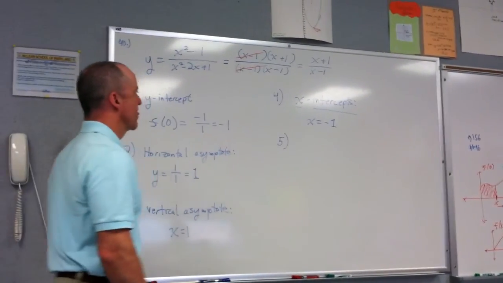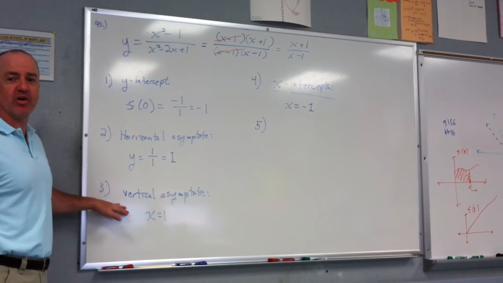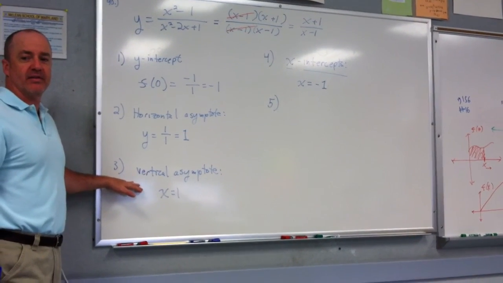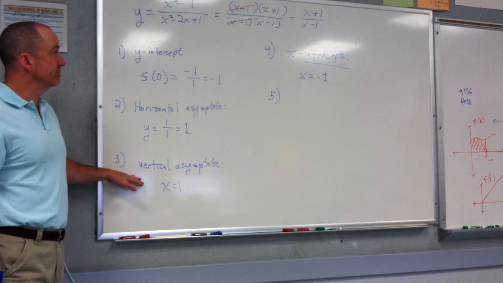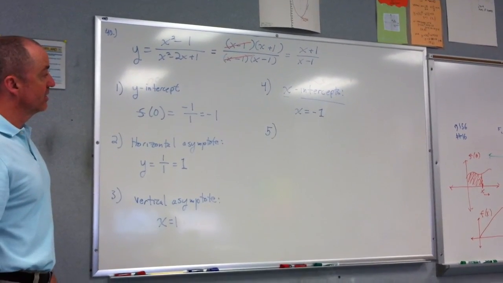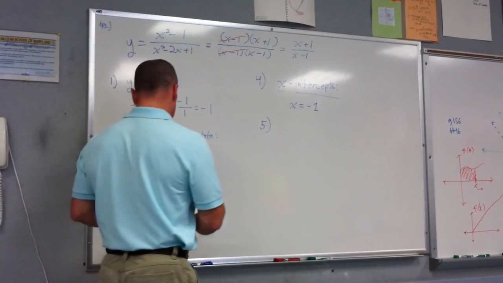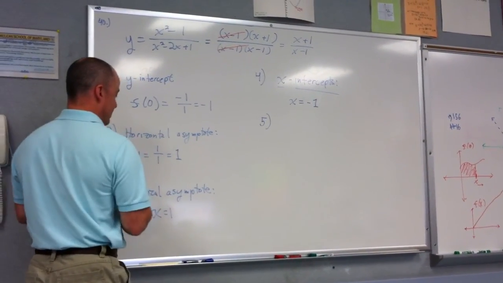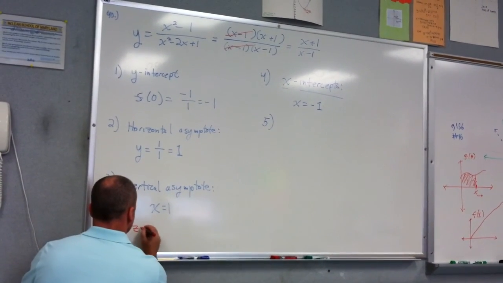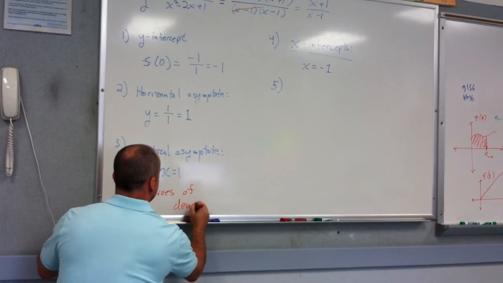Wait, how did you get the vertical asymptote? Whatever makes a 0 on the bottom. Oh, so that'd be positive 1. And then the other one is the one on the top. The x-intercepts are the zeros of the numerator, and the vertical asymptotes are the zeros of the denominator.